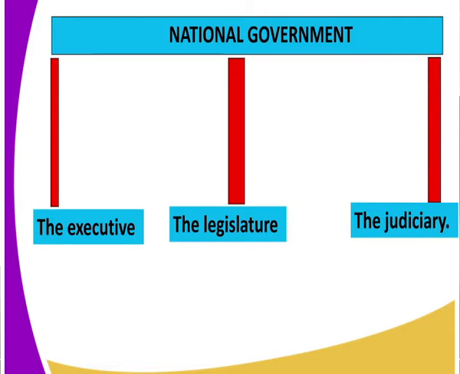Now, as you can see, in our flowchart, we have explained what the national government is comprised of. We have said the executive, the legislature, and the judiciary. The executive is headed by the president, we have the legislature, which is the lawmaking organ, and also the judiciary, which is headed by the CJ, the Chief Justice. Those are some of the things we're going to look at as we progress.